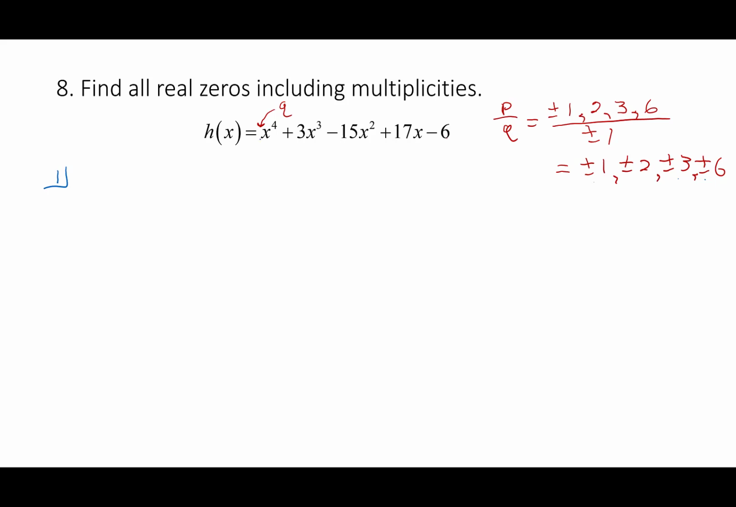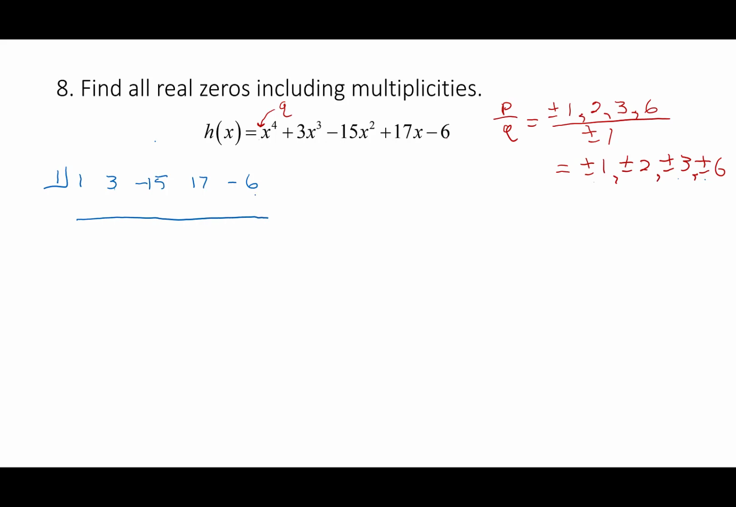And then we write the coefficients of our polynomial, which would be 1 times x to the 4th plus 3x cubed minus 15x squared plus 17x minus 6. If you're missing, like say we're missing x cubed here, I would put a 0 there just to make sure you end up with the correct answer.